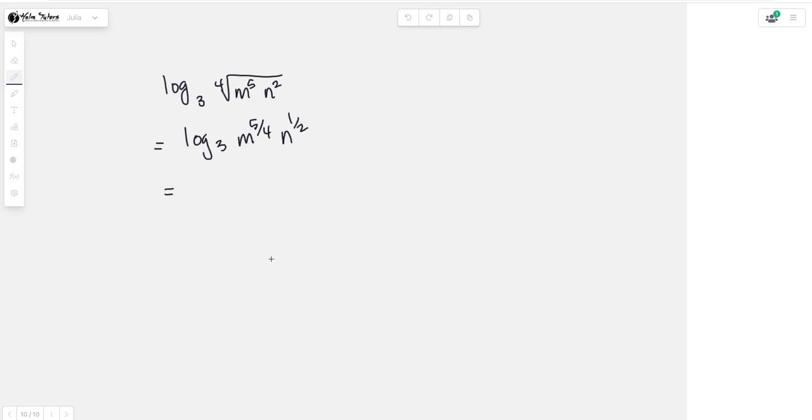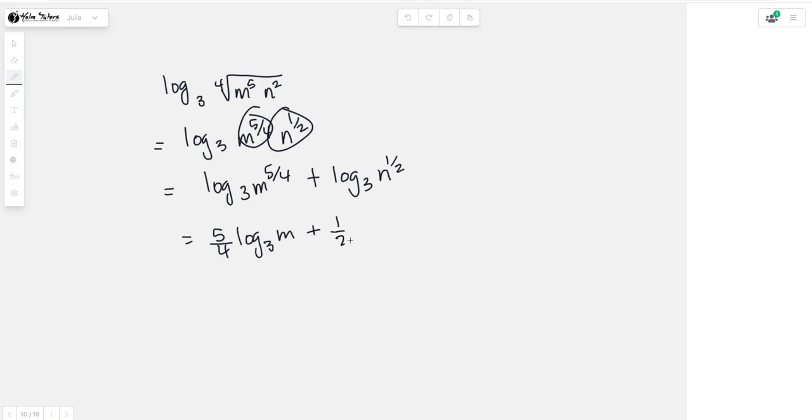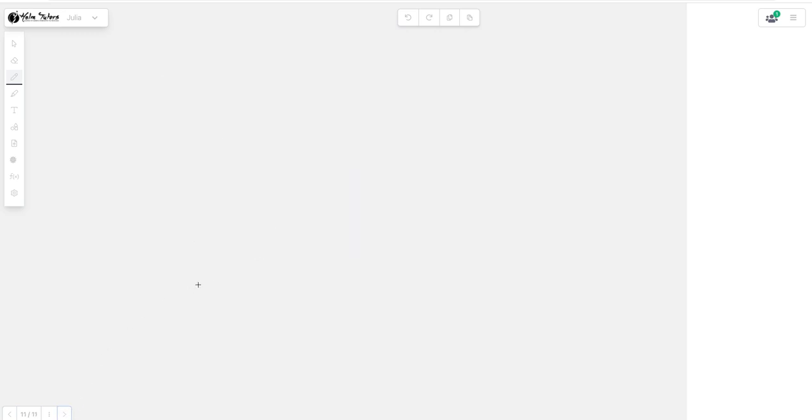Then yes, it's a product between this and this. So log base 3 of m to the 5/4 plus log base 3 of n to the 1/2. Then use the power rule: 5/4 log base 3 of m plus 1/2 log base 3 of n. Make sense? Okay, cool. So finally we're done with this.